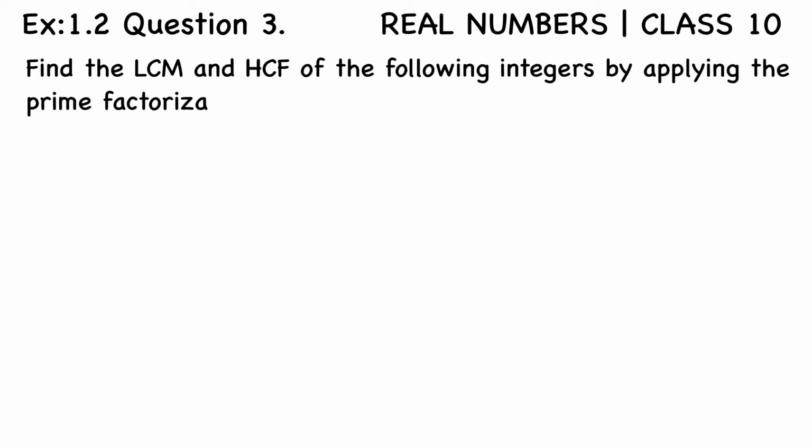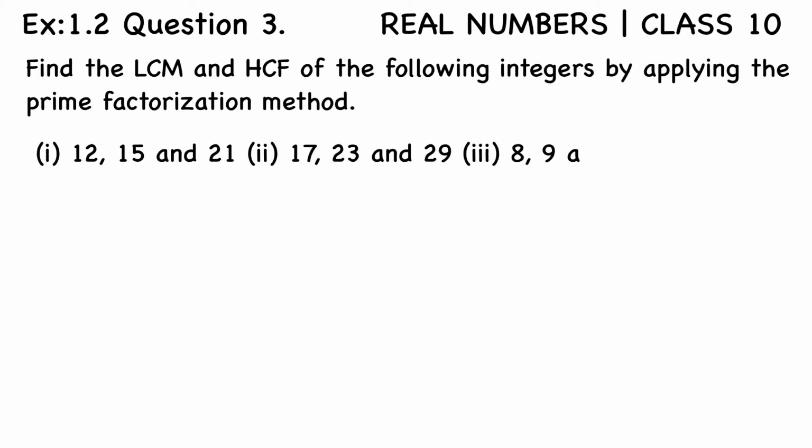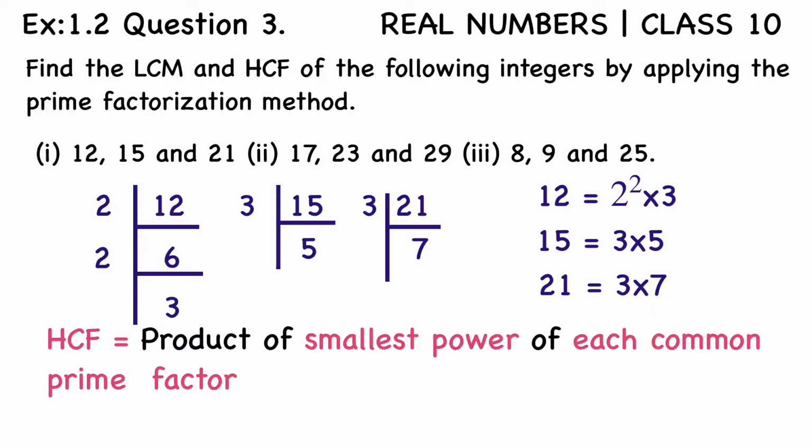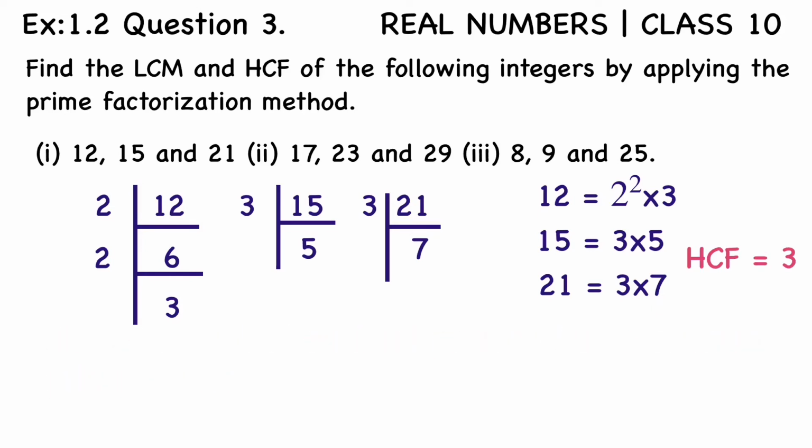Find the LCM and HCF of the following integers by applying the prime factorization method. We have 12, 15 and 21. Find the factors first. Factors of 12, you know, 12 by 2 is 6, 6 by 2 is 3. So we have 12 is equal to 2 into 2 into 3. Now factorize 15, we know 15 by 3 is 5. So we have 15 is equal to 3 into 5 and you know 21 is 3 into 7. So when we look at the three numbers here, we have the common factor as 3 and the smallest power of 3 here is 1. So we have HCF is equal to 3.